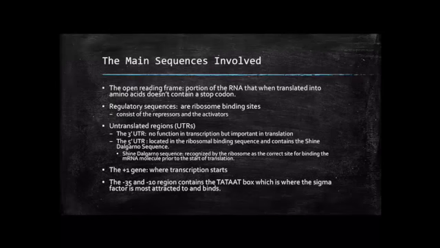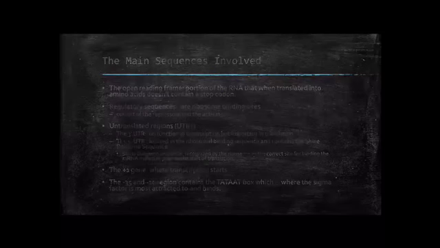The next important sequence we're going to discuss is the +1 gene. The +1 gene is where the transcription actually begins, and it will always be located upstream. The last important sequence we're going to discuss today is the -35 and -10 region, which contains a TATA box, which is where the sigma factor is most attracted to and will bind.